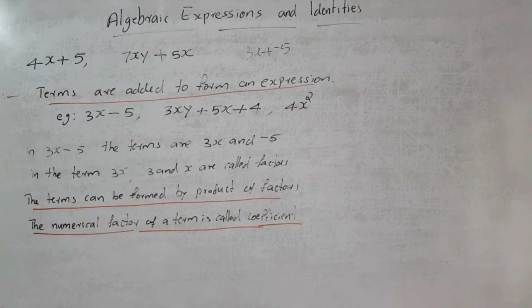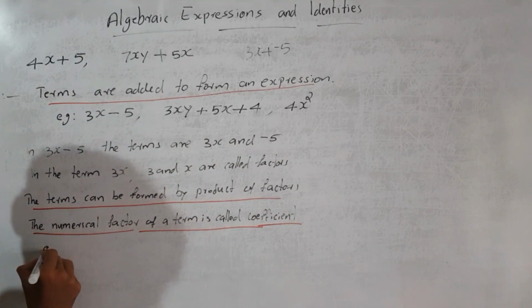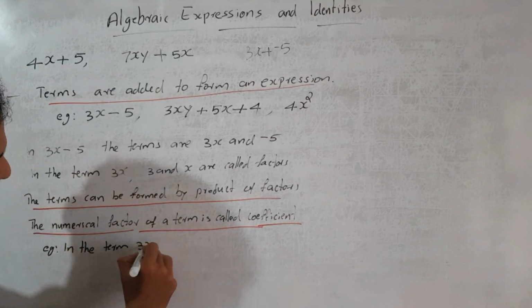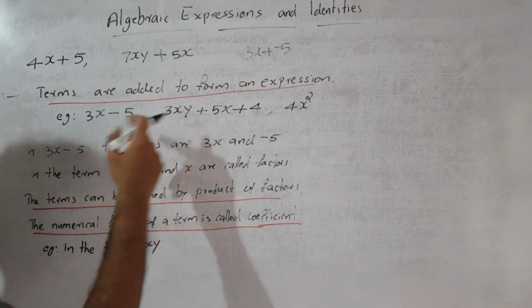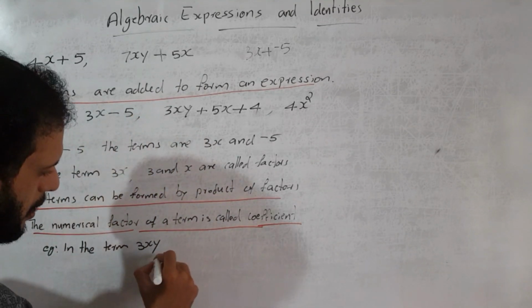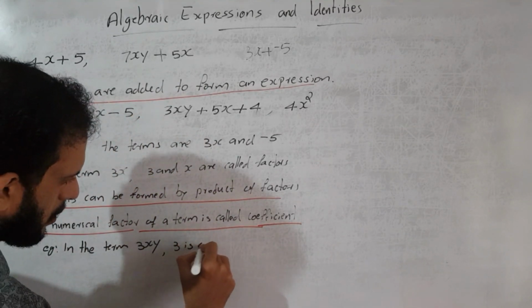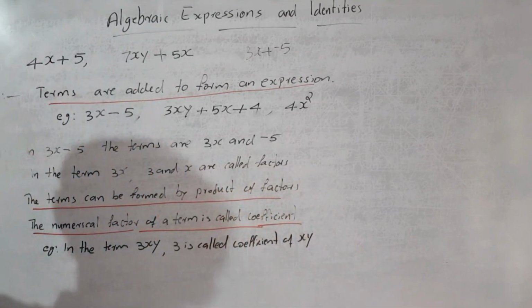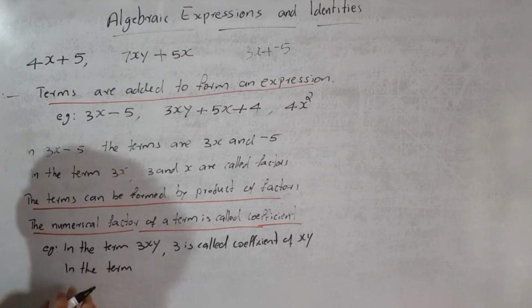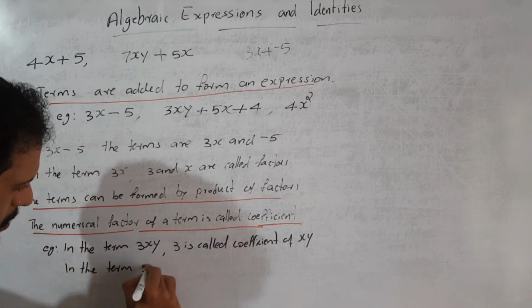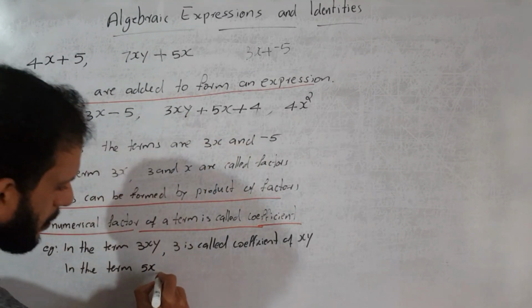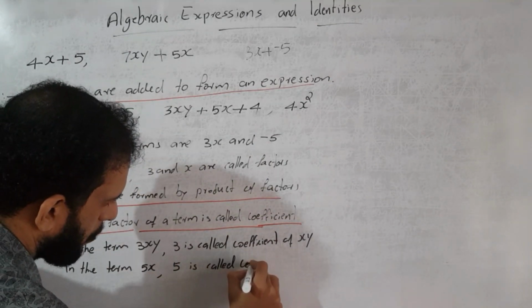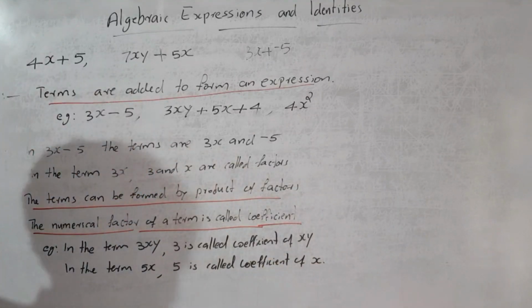Example. In the term 3xy, 3 is called the coefficient of xy. In the term 5x, 5 is called the coefficient of x.